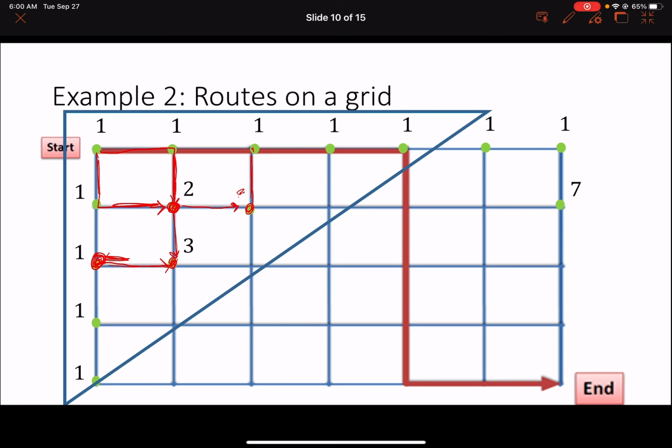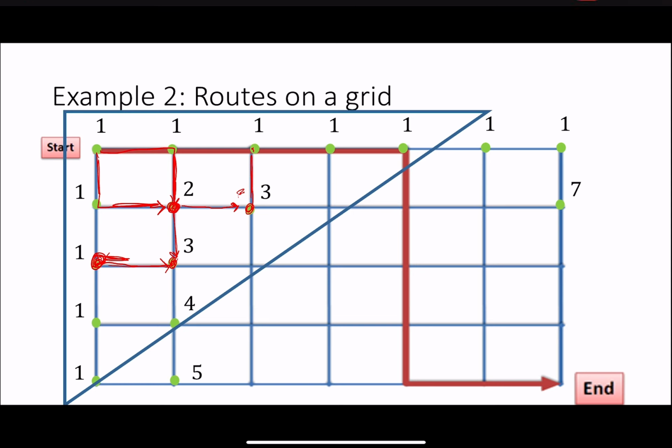And we carry on, right? If I was to get here, that's 1 plus 3, that's 1 plus 5, etc. And you can kind of see now the pattern with the next one, right? How many ways are there to get to this point?